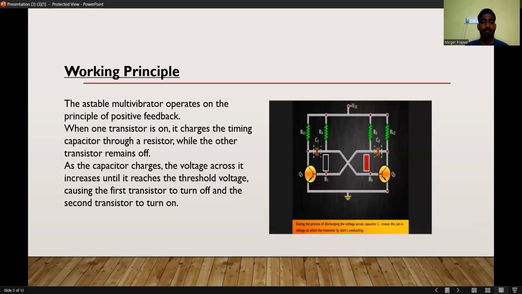Next page. Working principle. The astable multivibrator operates on the principle of positive feedback. When one transistor is on, it charges the timing capacitor through a resistor, while the other transistor remains off. As the capacitor charges, the voltage across it increases until it reaches the threshold voltage, causing the first transistor to turn off and the second transistor to turn on. Next page.